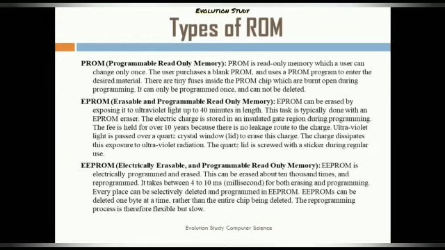EEPROM, electrically erasable and programmable read-only memory. EEPROM is electrically programmed and erased. It can be erased and reprogrammed about 10,000 times. It takes between 4 to 10 milliseconds for both erasing and programming. Every location can be selectively erased and programmed in EEPROM. EEPROMs can be erased 1 byte at a time, rather than the entire chip being erased. The reprogramming process is therefore flexible but slow.